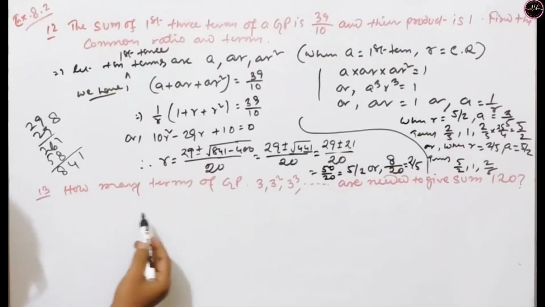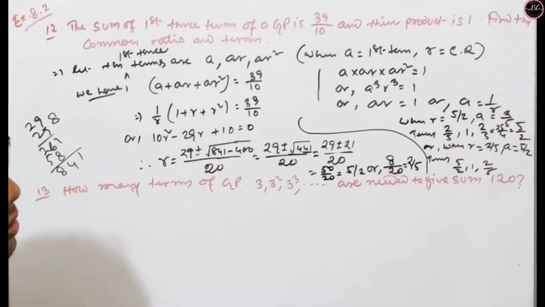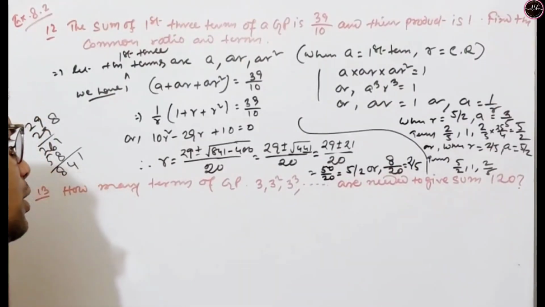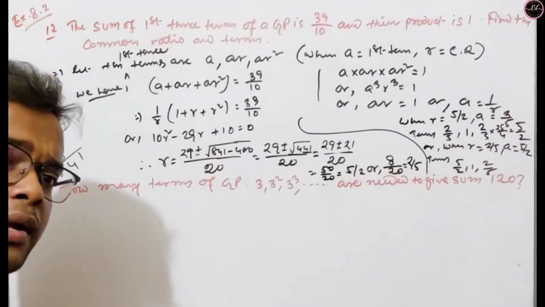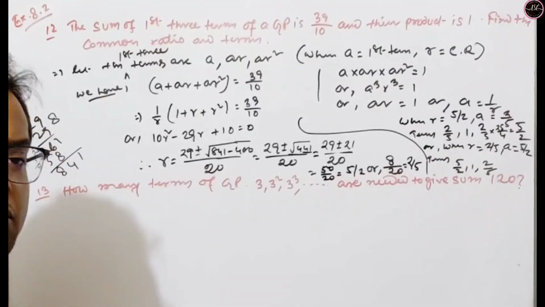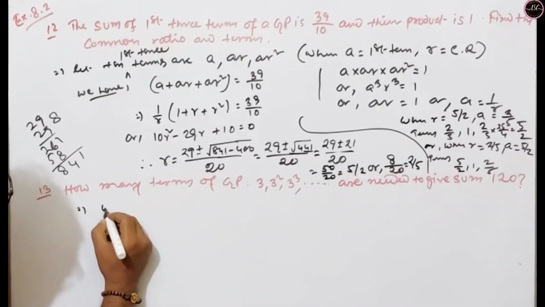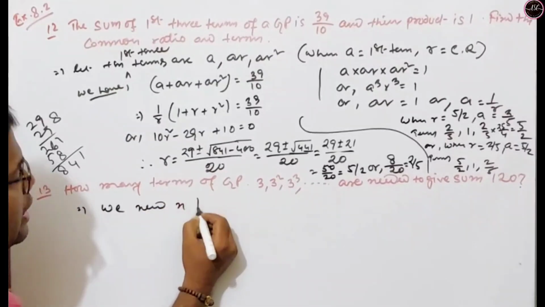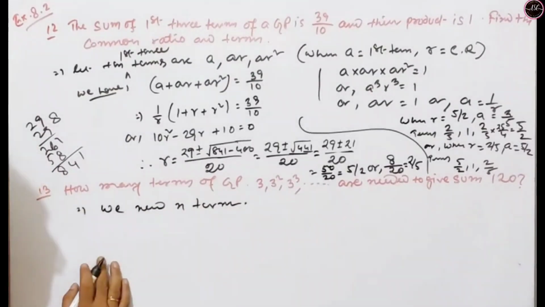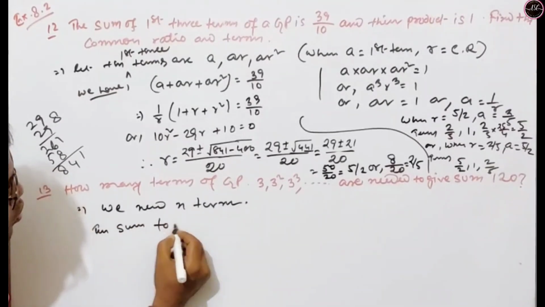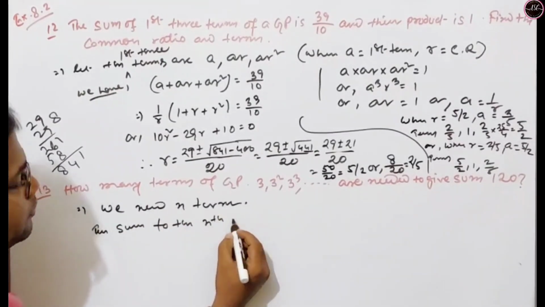Now look at this question. How many terms of GP 3, 3 square, 3 cube, dot dot dot, are needed to give the sum 120? So let us assume there need of n terms to give the sum 120. So we need n terms.